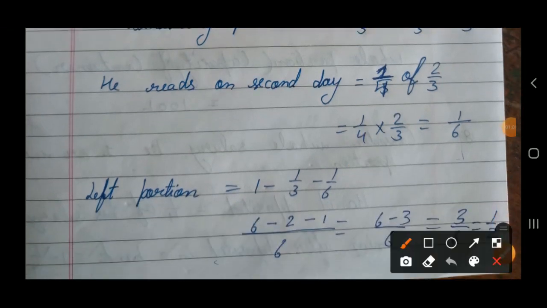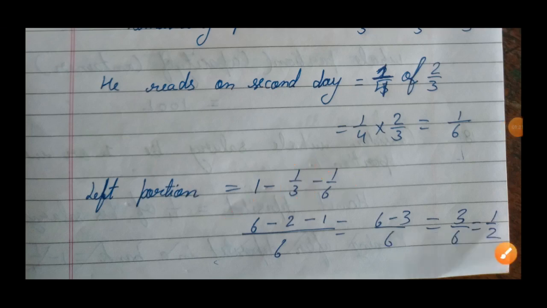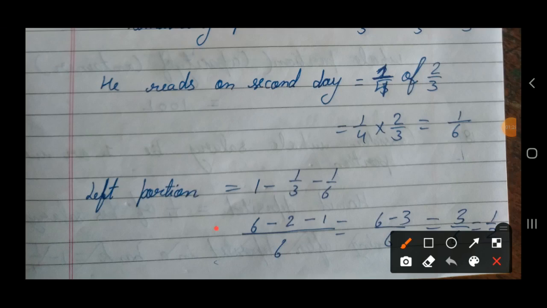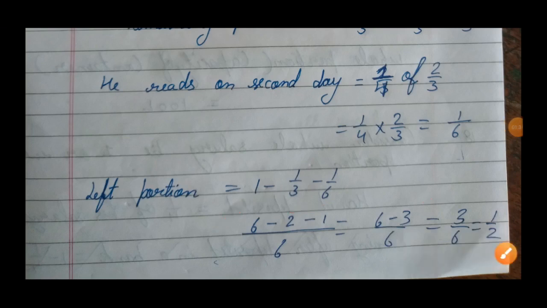Now to find out the left portion, we will subtract from 1 what he read on the first day and what he read on the second day. Yes, 1 minus 1 upon 3 minus 1 upon 6. Yes, LCM will be 6 and then in the numerator we are getting 6 minus 2 minus 1, that is 6 minus 3 upon 6. 6 minus 3 is 3, and in the denominator 6. 3 and 6 both are divisible by 3. 3 1s are 3, 3 2s are 6. This is the left portion.